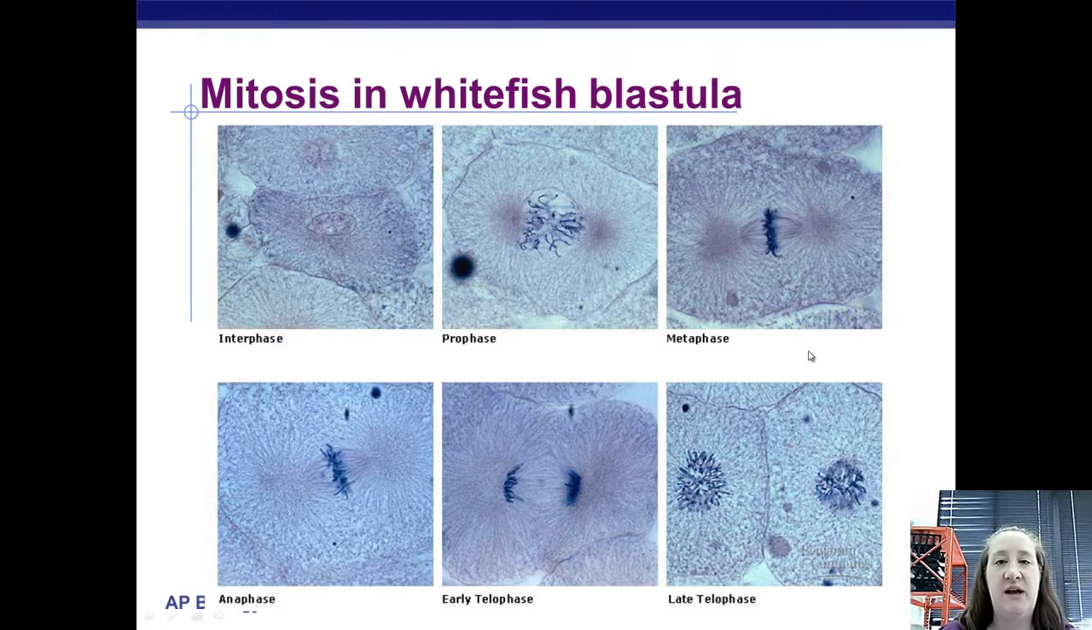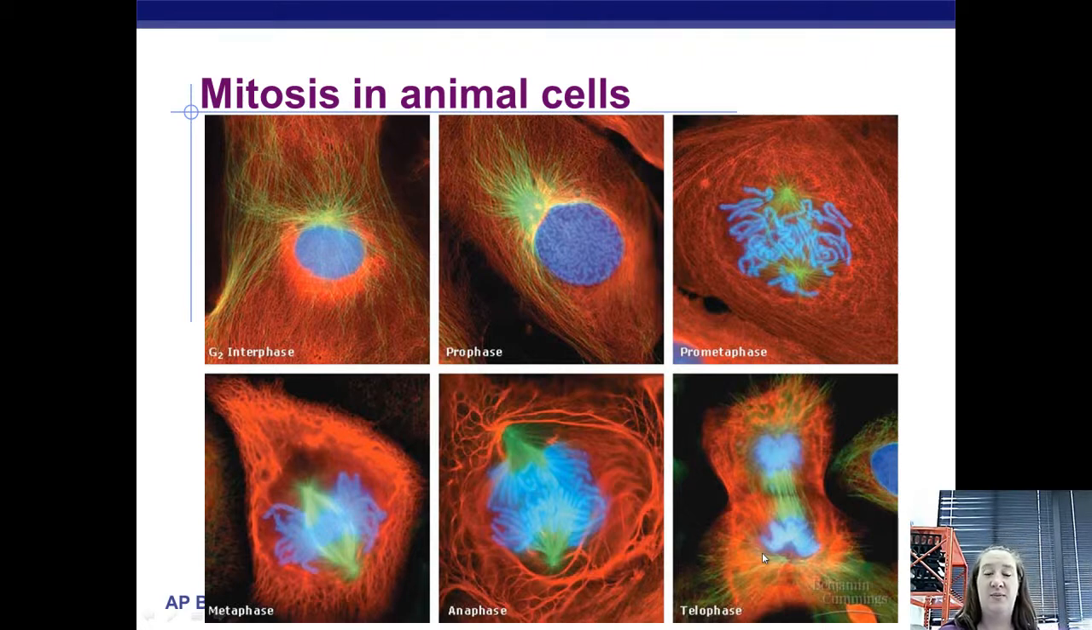Here's some pictures of mitosis in a whitefish cell. So interphase, prophase, metaphase. You can see they're in a really distinct line, but it's a really jumbled line of chromosomes. It's not a really neat line. And then here they're starting to be pulled apart. Here they've been really pulled apart. Here's late telophase, where you can actually start to see two distinct nuclei and the cleavage furrow going in the middle.